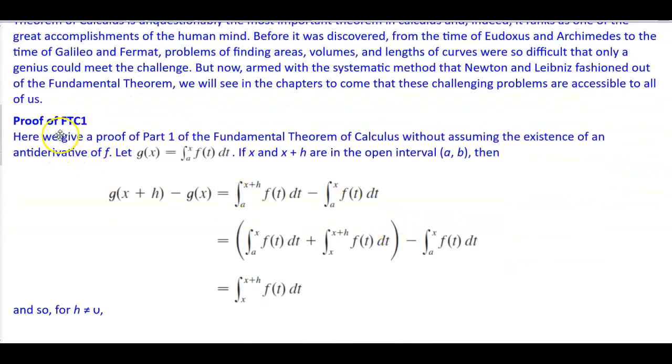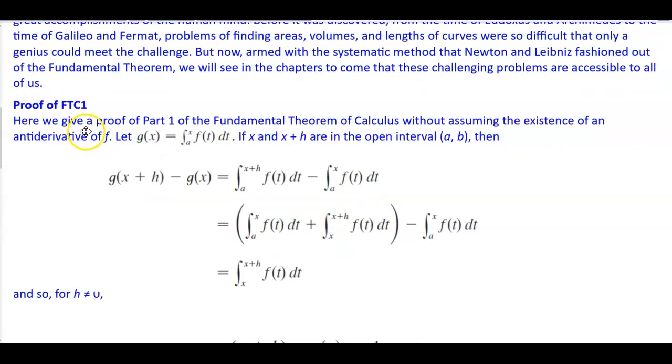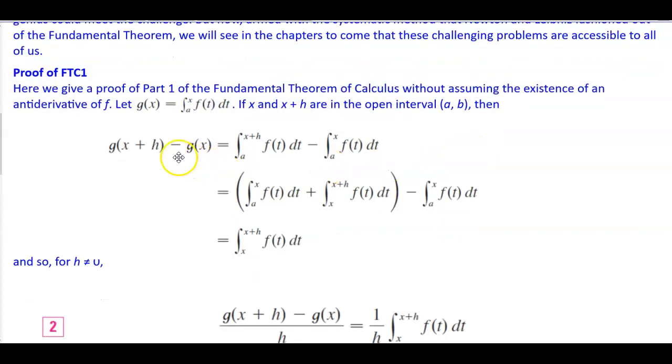Now, proof of the fundamental theorem of calculus part 1. Here we give a proof of part 1 of the fundamental theorem of calculus without assuming the existence of an antiderivative of f. We're going to let the function g of x equal the integral of f of t dt from a to x, if x and x plus h are in the open interval from a to b. Then we would say that g of x plus h minus g of x is going to equal the integral from a to x plus h of f of t dt minus the integral from a to x of f of t dt.